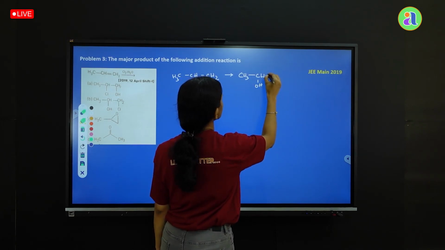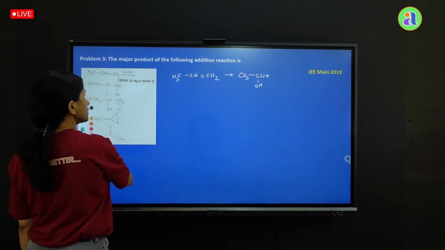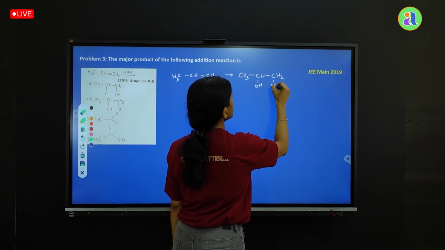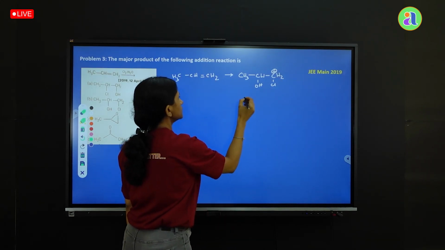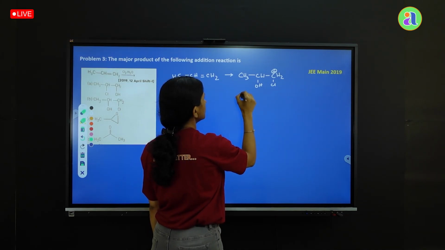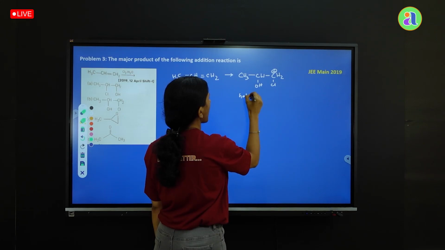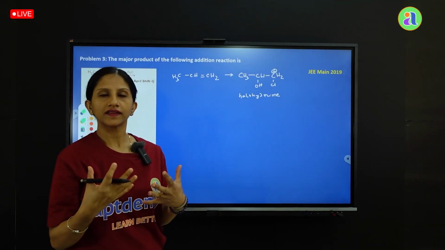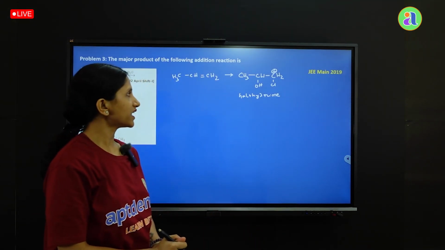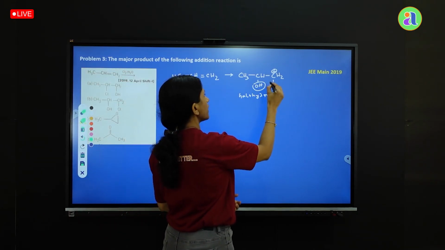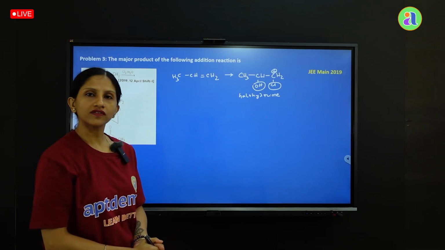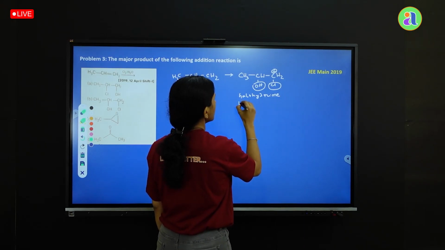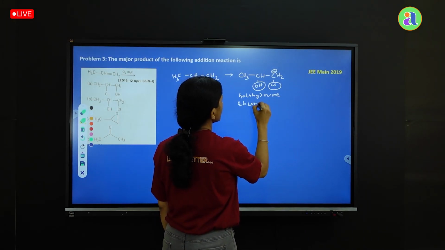CH3CHOHCH2Cl, this is called a halohydrin. So a halohydrin is an organic compound which contains both a hydroxyl group and a halogen group. Because chlorine is used here as the halogen, we can easily call this compound a chlorohydrin, right?